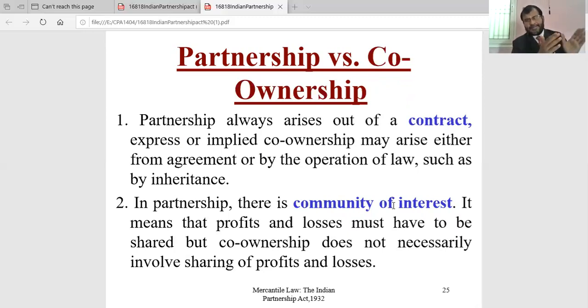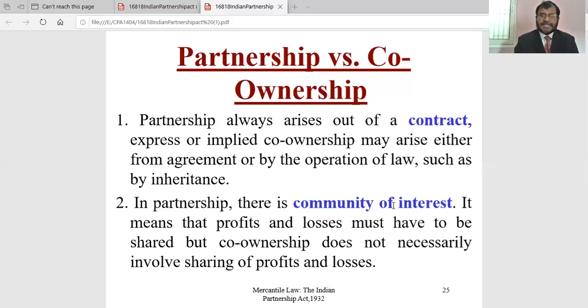Suppose a person, for example X, dies. He has got two sons, X1 and X2. They are his only two legal heirs. His wife predeceased him. We will think like that. No other legal heirs are there. So X1 and X2 will become co-owners by the operation of law itself, not by an agreement. So that is the first difference.